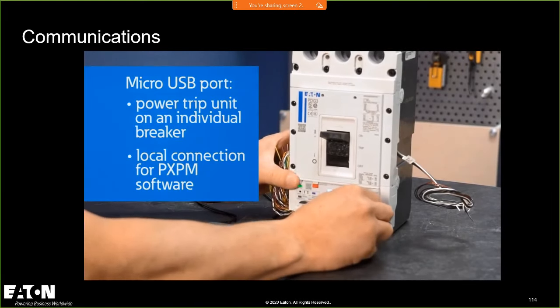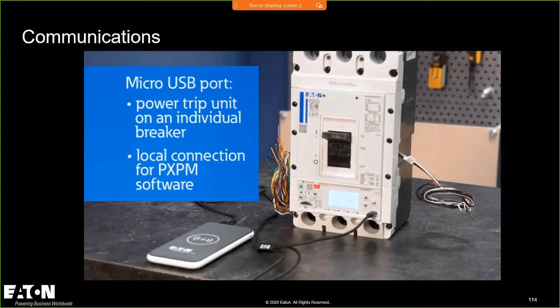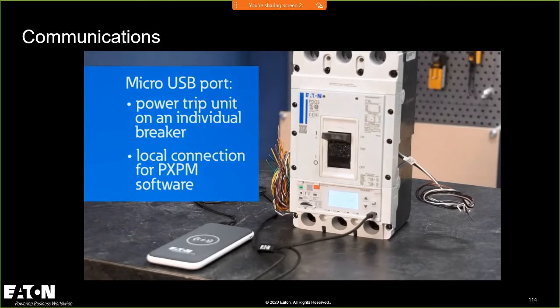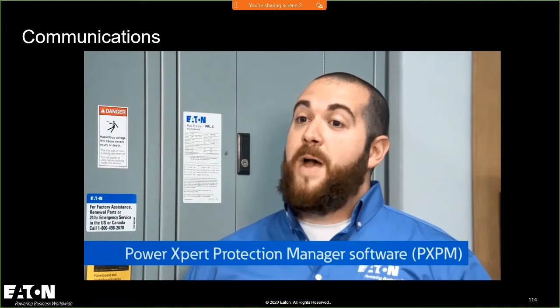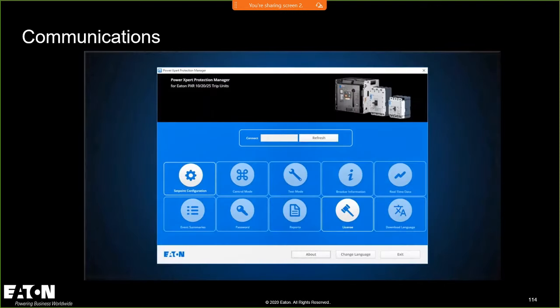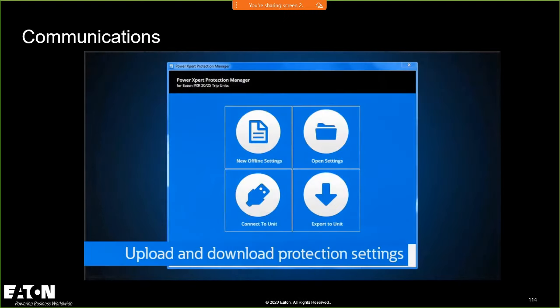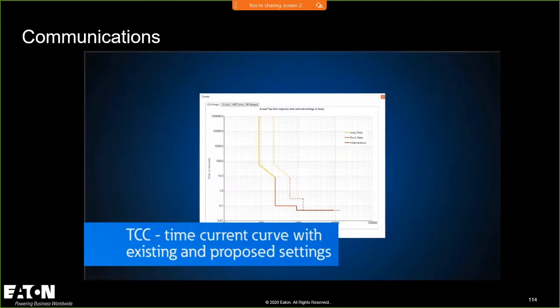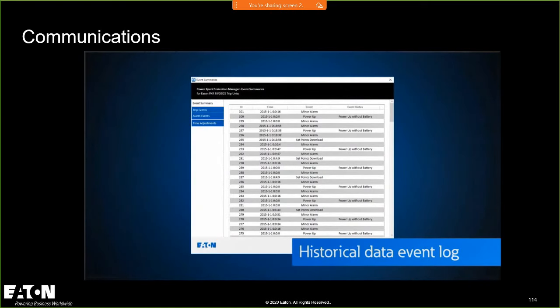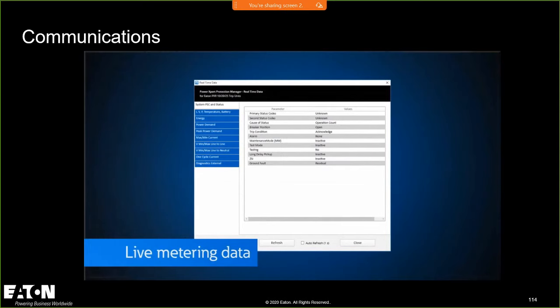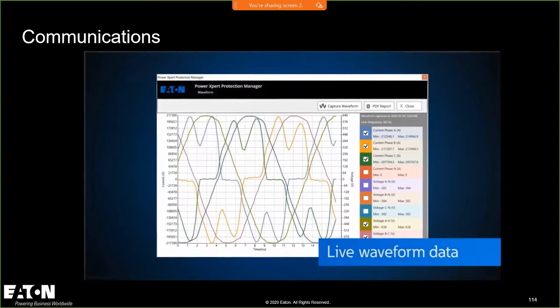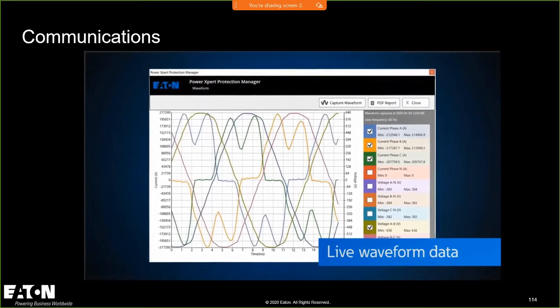All of the PXR trip units have a micro USB port that can power the trip unit even if the breaker is not installed or powered up. This port is also used to connect to a laptop and our Power Expert Protection Manager software, or PXPM. PXPM is your one-stop shop to get all kinds of information out of the breaker. You can upload and download protection settings and see the resulting time current curves. You can access historical data through a comprehensive event log. You can pull live metering data, and you can capture waveform data before and after a fault event.